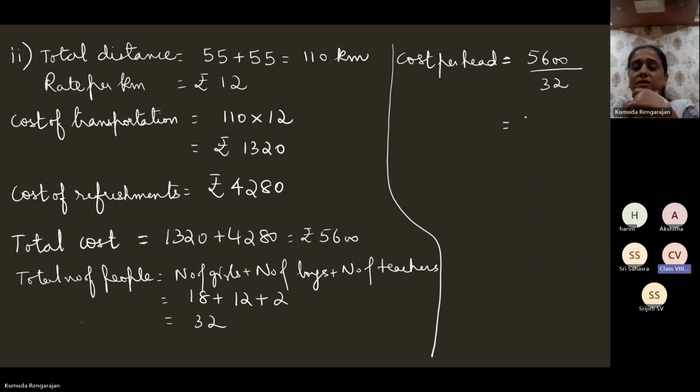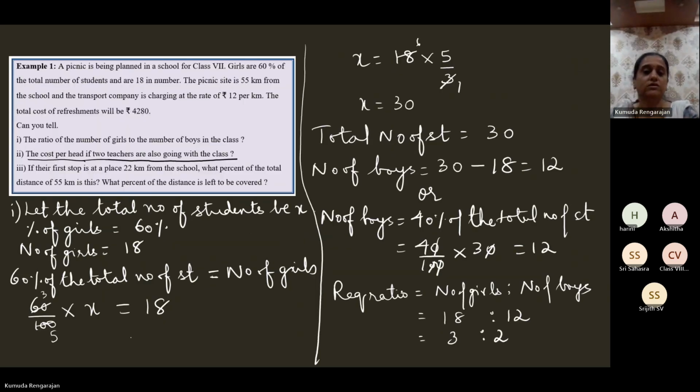$175, ma'am. Correct. 175. So each of them has to pay 175 rupees. Next. If their first stop is at a place 22 kilometers from the school, what percent of the total distance of 55 kilometers is this? What percent of the distance is left to be covered?